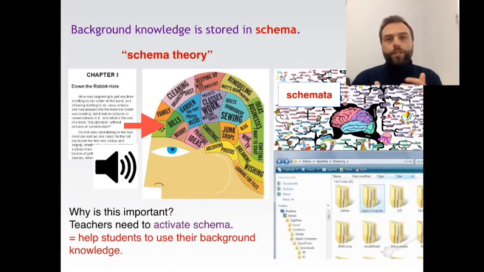But also, when you're teaching new vocabulary, for example, help learners to connect that vocabulary with the right kind of words and context that we store related to that word. Okay, so that's schema theory.